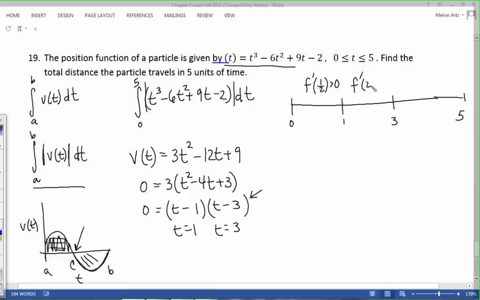Here, f prime of, let's take 2. 2 minus 1 is positive. 2 minus 3 is a negative. Negative times a positive is a negative. F prime of 4. 4 minus 1 is positive 3. 4 minus 3 is positive. A positive times a positive is positive. So we're moving forward on this interval, and we're moving back on this interval. So we'd get a negative value, but again, we're moving forward here.